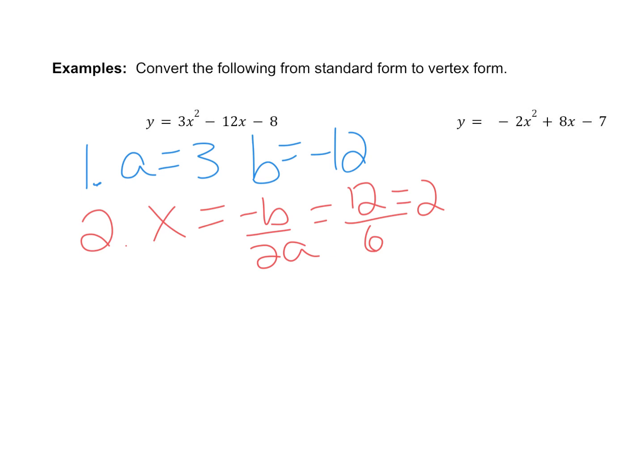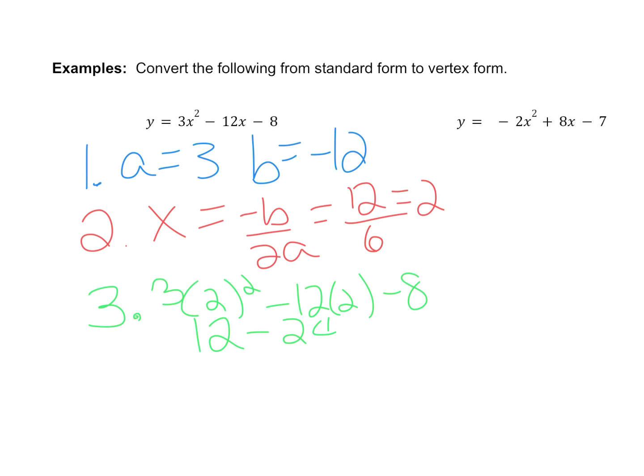Now that I know the x value of my vertex is 2, I'm going to plug that into my equation and get my y value. So I have 3 times 2 squared minus 12 times 2 minus 8. 2 squared is 4. 4 times 3 gives me 12. 12 times 2 is 24. So I have 12 minus 24 minus 8. 12 minus 24 is negative 12. Minus 8 is negative 20.